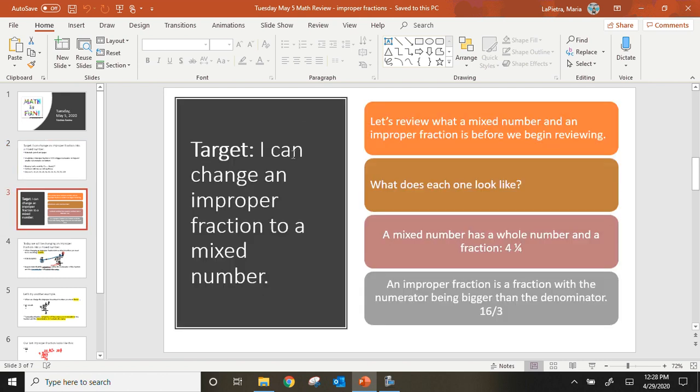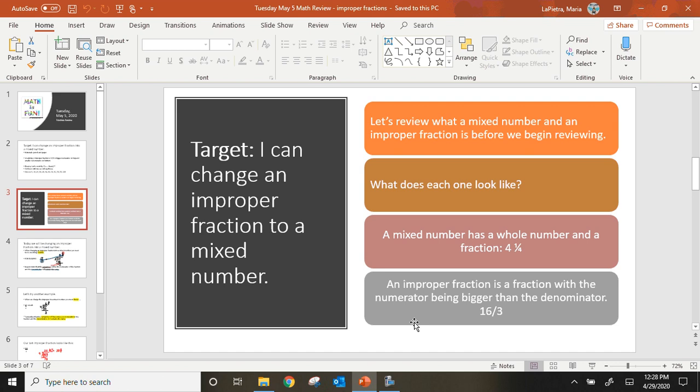Okay, again, our target is changing an improper fraction to a mixed number. So let's review what a mixed number and an improper fraction is before we begin reviewing. What does each one look like? A mixed number has a whole number and a fraction. And here's my example. 4 is your whole number, 1/4 is your fraction. That's called a mixed number.